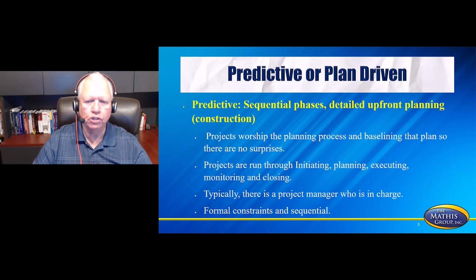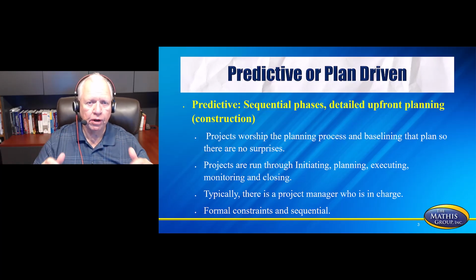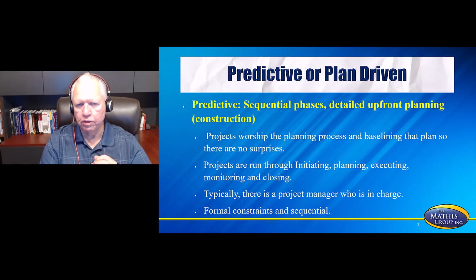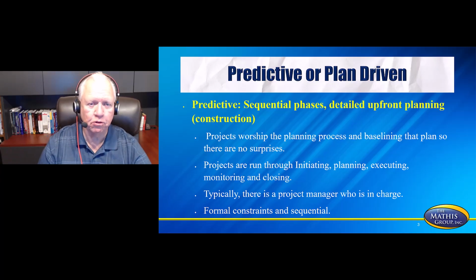Projects worship the whole planning process and the baselining that the plan has. Projects are run through initiating, planning, executing, monitoring and controlling, and closing. There's typically a project manager in charge who has control of the project. They're running that project, and the team supports them and reports to them. Formal constraints, formal sequence, just like you see here. Changes don't happen without going through change control.